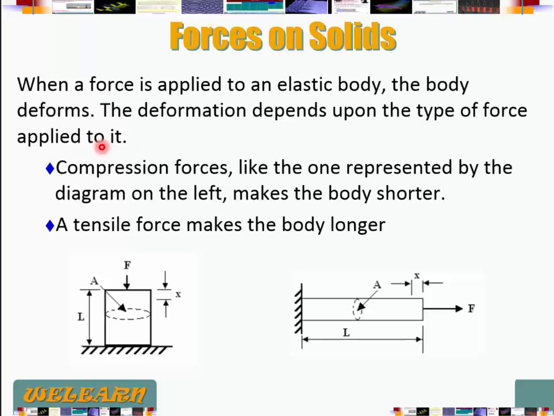We talk of two types of forces. Compression forces are the ones that push down on the object like this. In this particular case, this is the force F. It's pushing down on it to compress it by an amount X. If the object had a height L initially, it becomes L minus X, the new height, due to that compression force. A here is the cross-sectional area of the object.